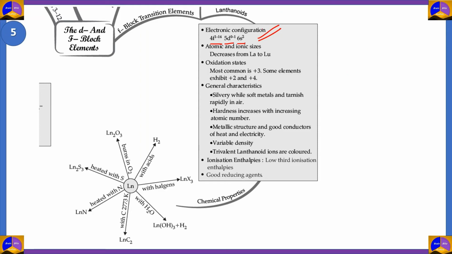So in a discussion of lanthanoids, we usually include lanthanum even though it is not part of the subdivision of F block elements. Now, when we're talking about atomic sizes and ionic sizes, these decrease from lanthanum to lutetium because the F orbital to which the electrons are going into has negligible shielding effect.